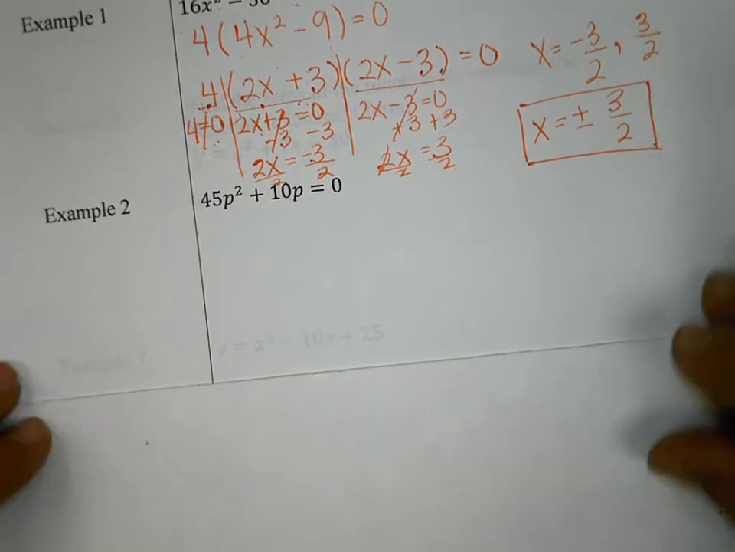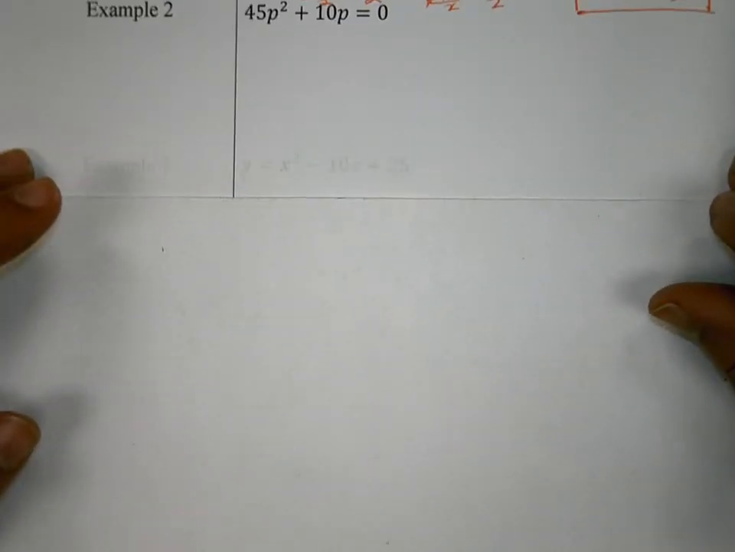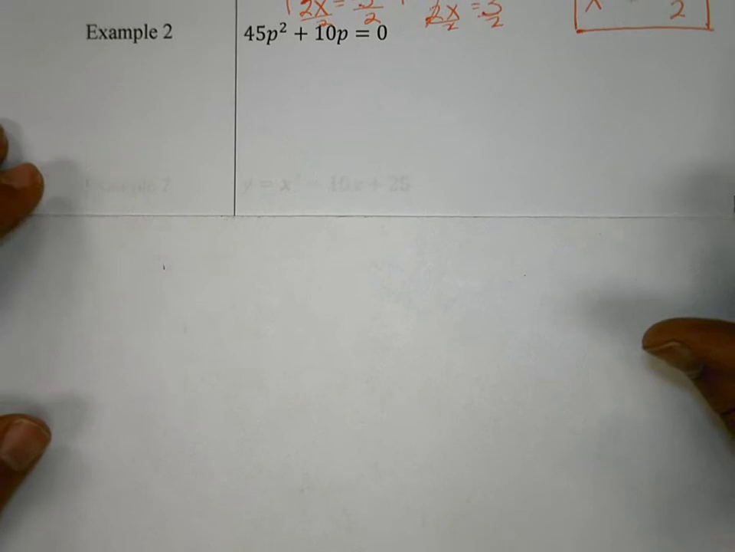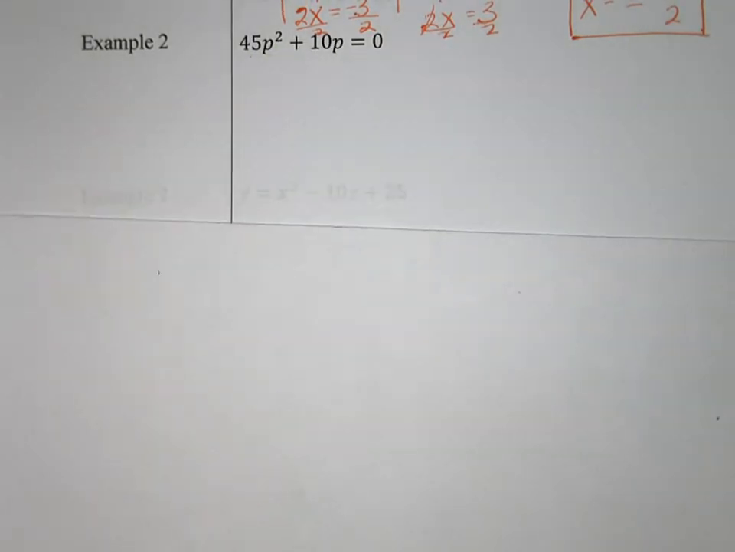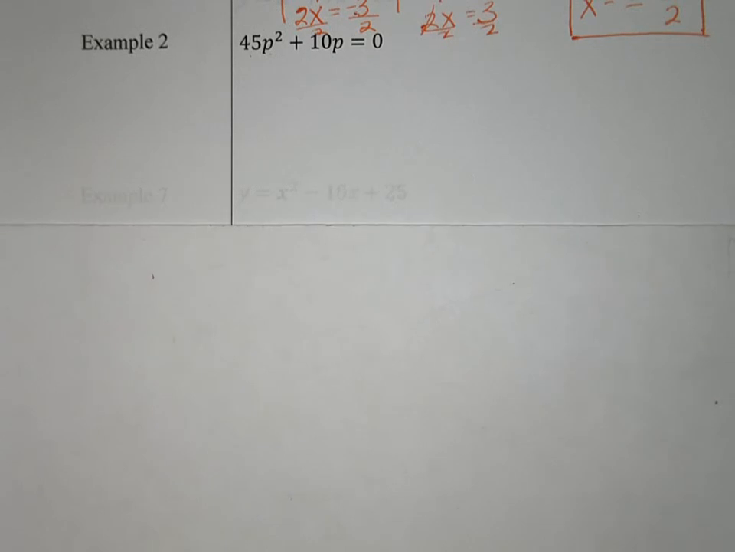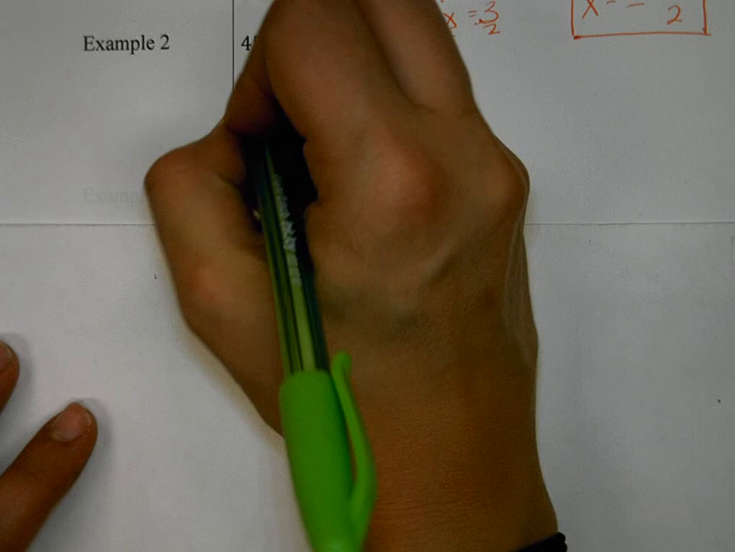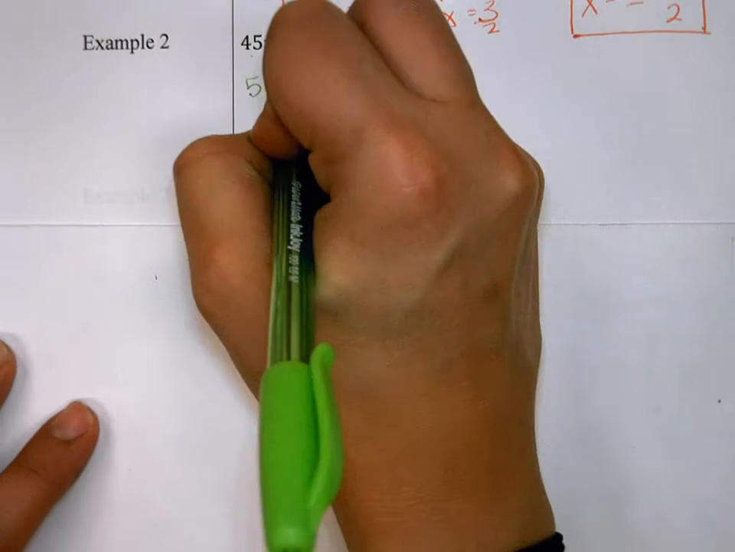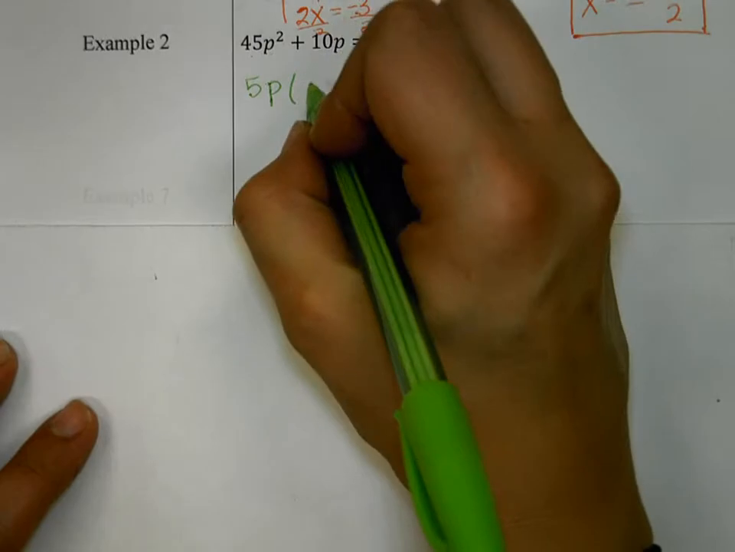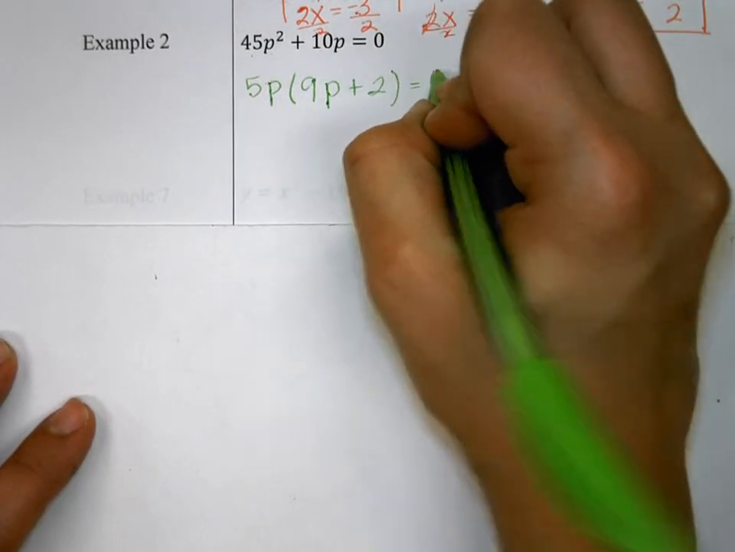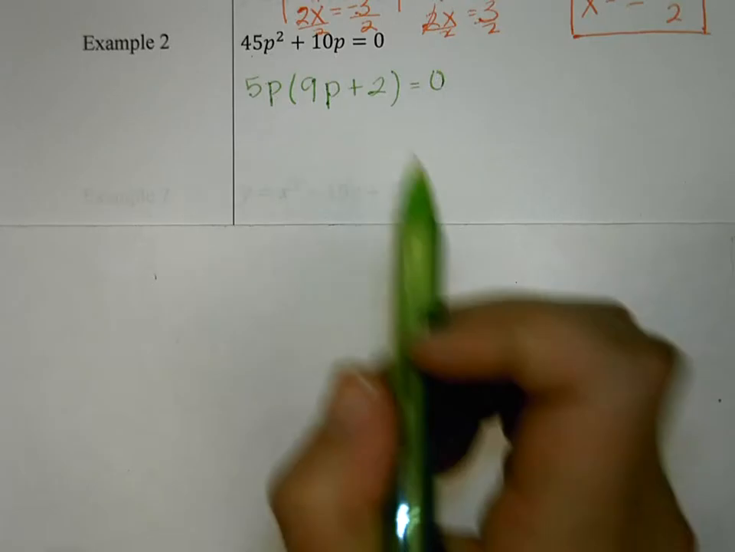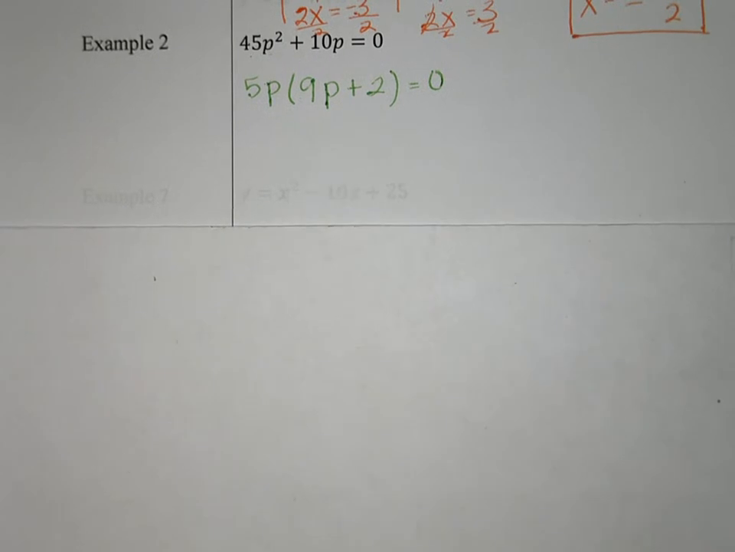Example 2. I have 45p squared plus 10p equals 0. So I do have a GCF in here as well. It's 5p. So let's factor out a 5p. That leaves me with 5p(9p plus 2) equals 0. Now when I'm looking at 9p plus 2, that doesn't look like it can factor anymore. So I'm actually done factoring.